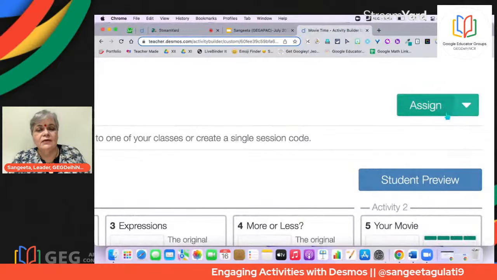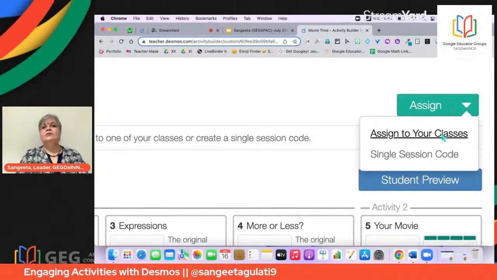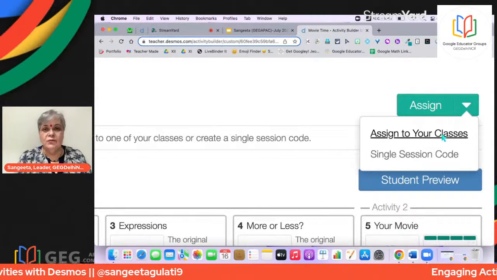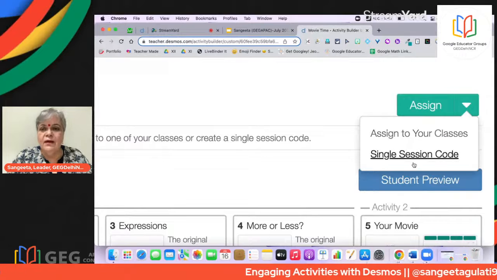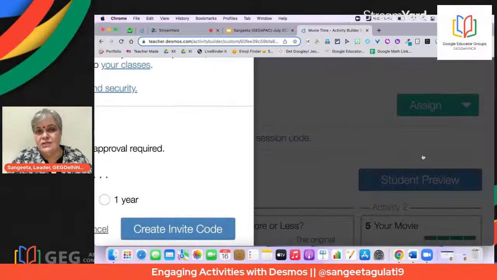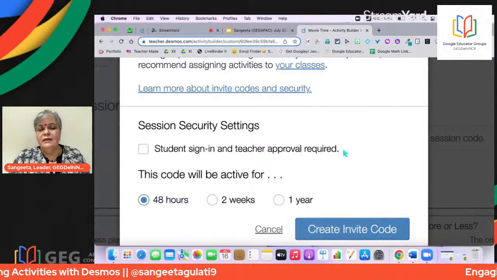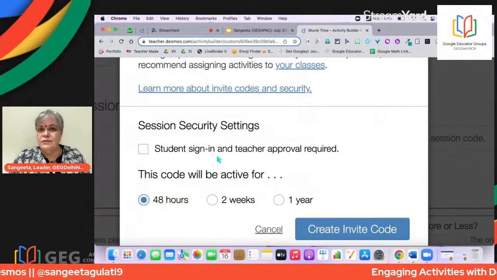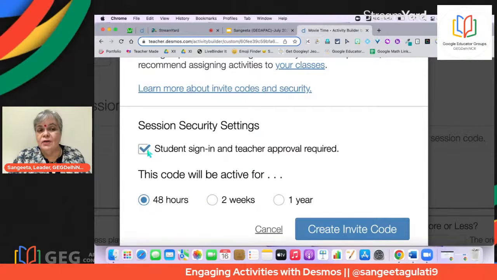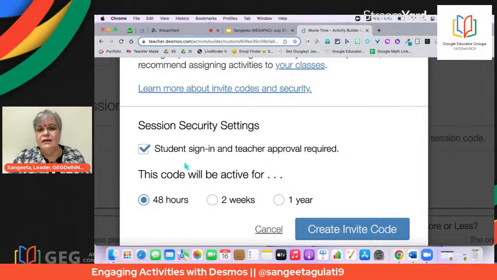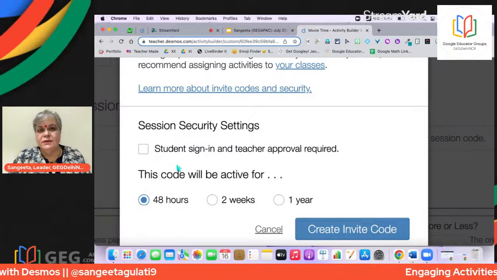You can assign it in two ways. One is to assign to your classes, so it's very well synced with your Google Classroom. If you are a Google Classroom user, you can assign to your Google Classrooms right from here. You can also create a single session code. When you create a single session code, for security reasons, they ask you to have students sign in, so you must make that mandatory. Then students will have to sign in and the teacher will have to approve, so that nobody from outside is jumping into the class.